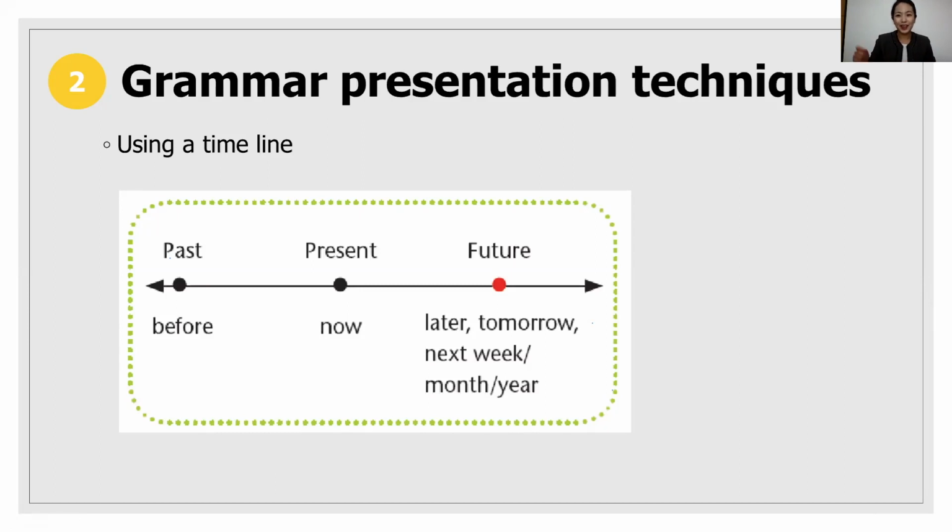So your students can understand the time and the specific times you will teach in the classroom. Maybe lots of teachers use a timeline for teaching grammar, especially tenses like present and past and present perfect, future perfect, like this.